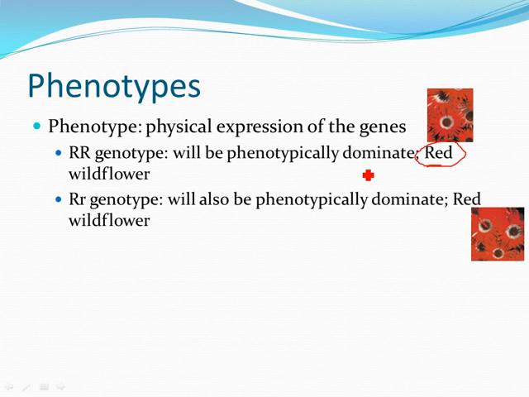And finally, we have the homozygous recessive genotype. Which was what? Yeah, it's recessive. It's going to be white. So what is the genotype again? Lowercase r, very good. But the phenotype is the white wildflower.